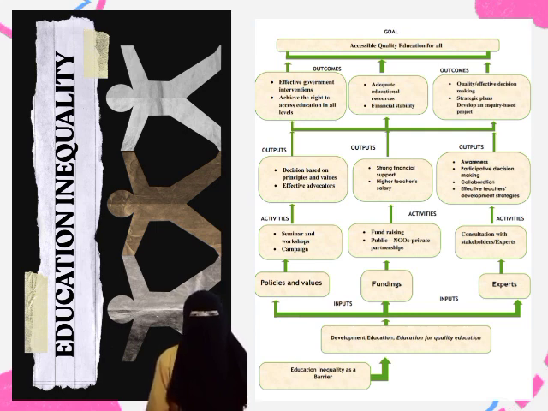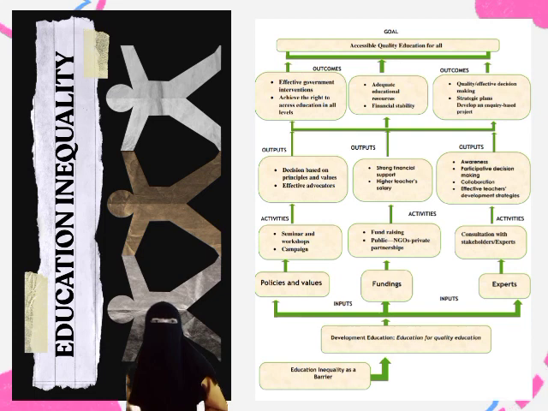Okay, so the possible intervention of the development of education is to have quality education. Development of education is an approach to peace education that promotes a vision of positive peace, one that motivates people to struggle against injustice.